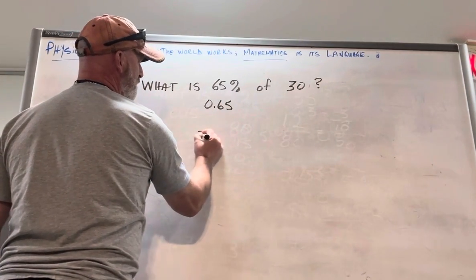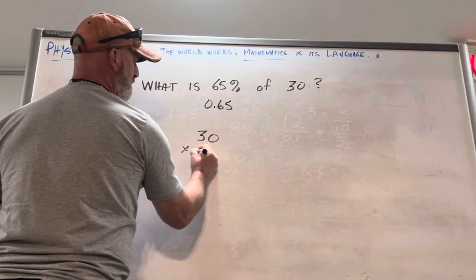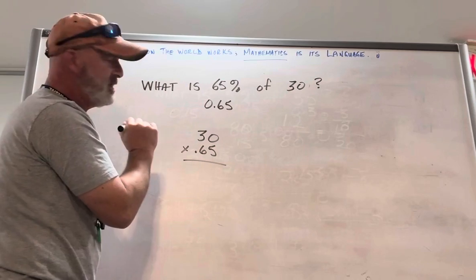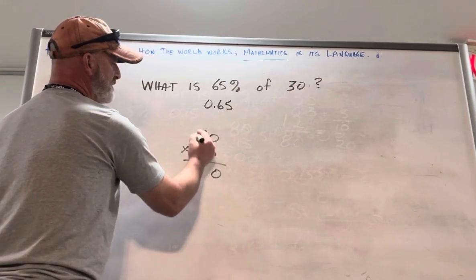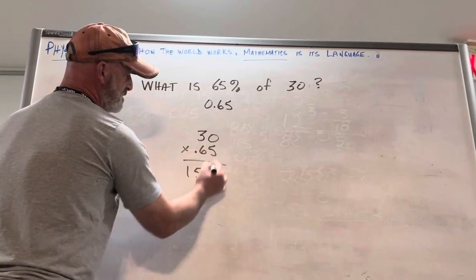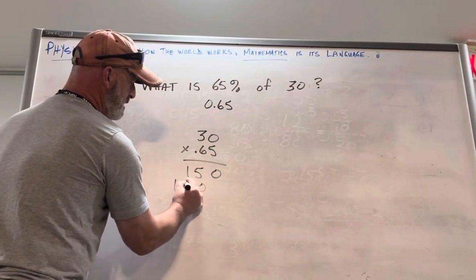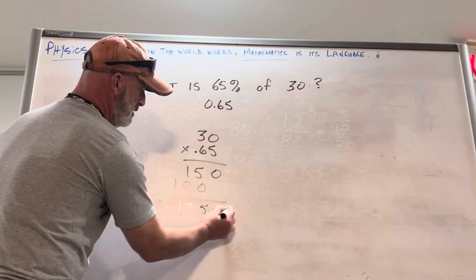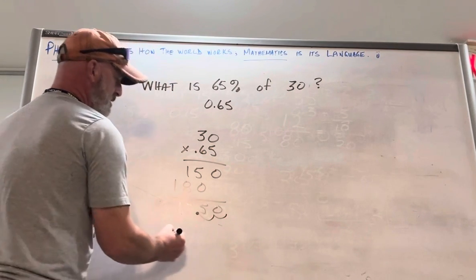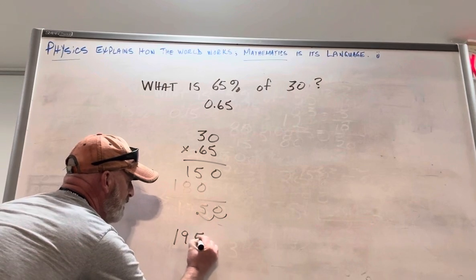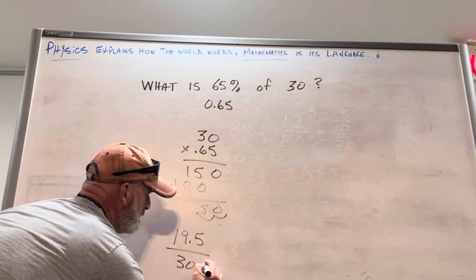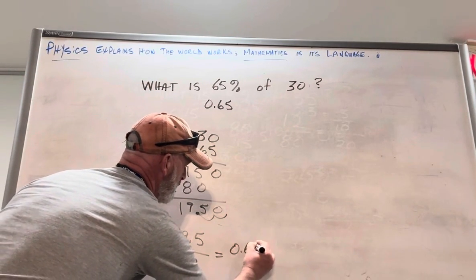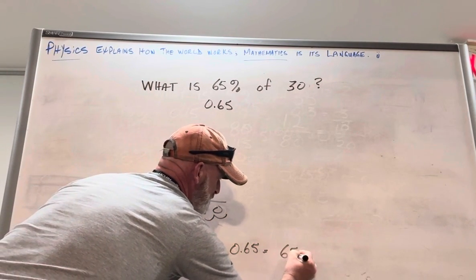We multiply it by 30. 0.65 times 30. What do we do here? Forget about it until the end, and then move our decimal place over twice. 5 times 0 is 0, 5 times 3 is 15, 6 times 0 is 0, 6 times 3 is 18. Add it all up, 0, 5, 9, 1. Bring the decimal place over 2. 19.5 out of 30 is equal to 0.65, is equal to 65%.